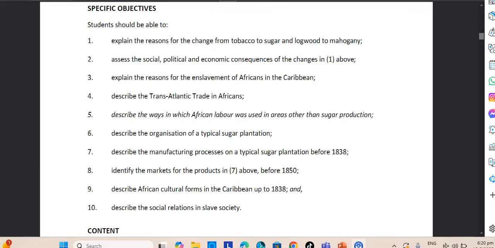Another social consequence of this change was the destruction of indigenous societies. So the growth of plantation economies further marginalized or eliminated the remaining indigenous populations through land seizure, through the introduction of diseases from the Europeans, and also the indigenous people being forced to work.